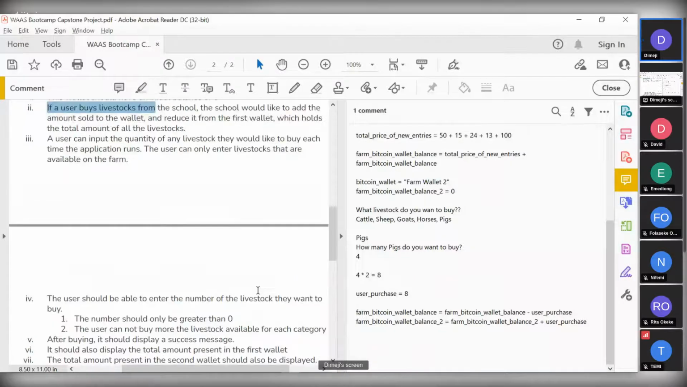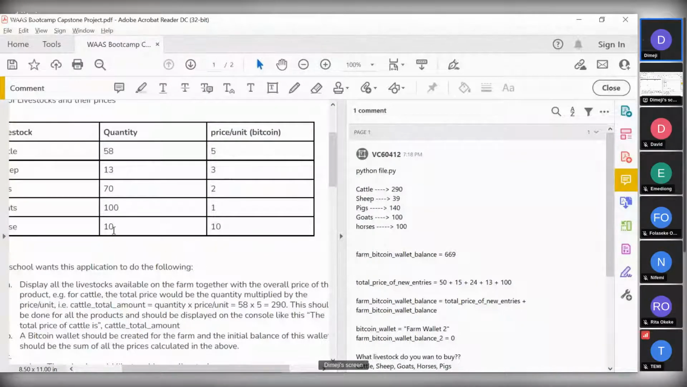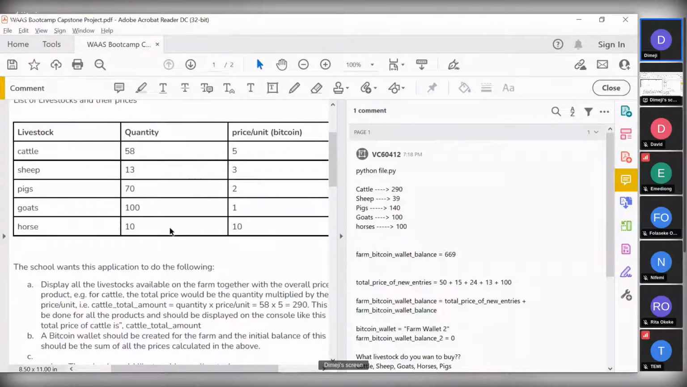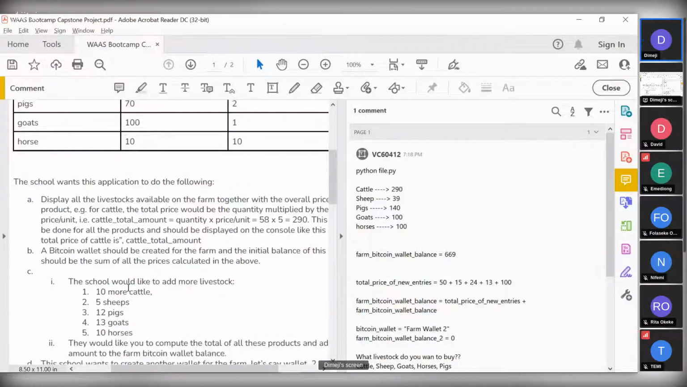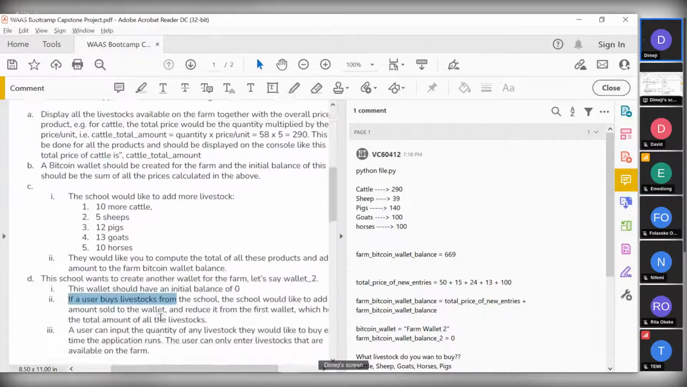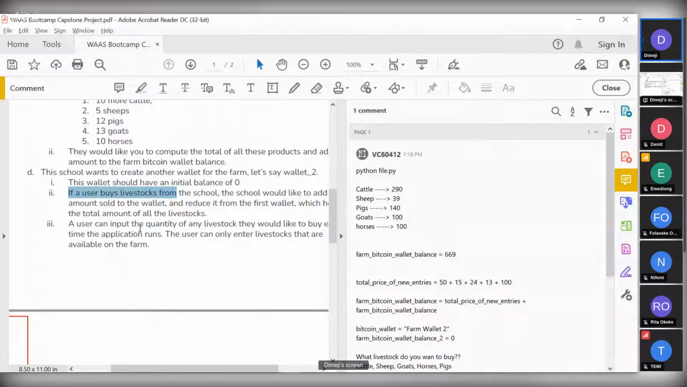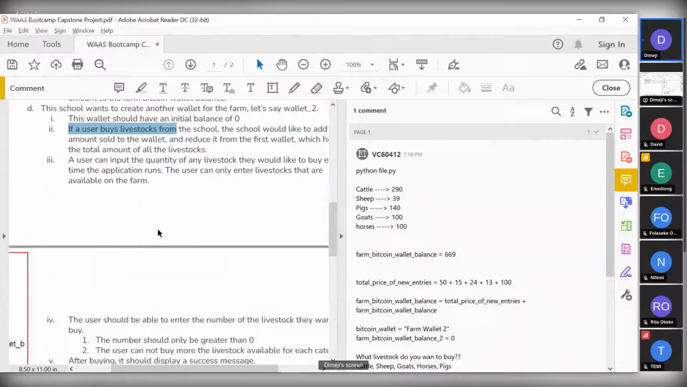Now, secondly, the user cannot buy more than the livestock available for each inventory or for each category. Now, if I want to buy 21 horses, is that possible? It should not happen. I can't buy more than what? 20 horses, because I have 10 horses here and 10 horses here. Do you understand?